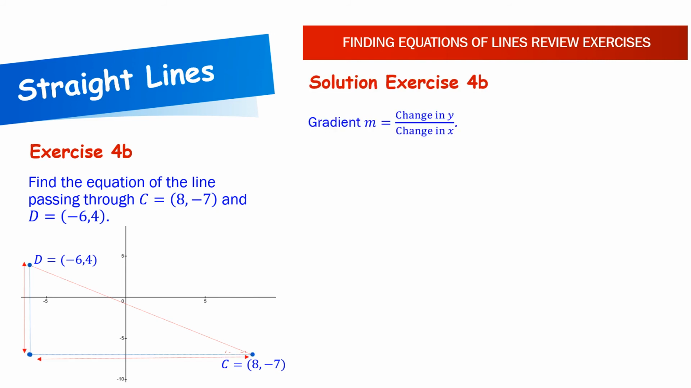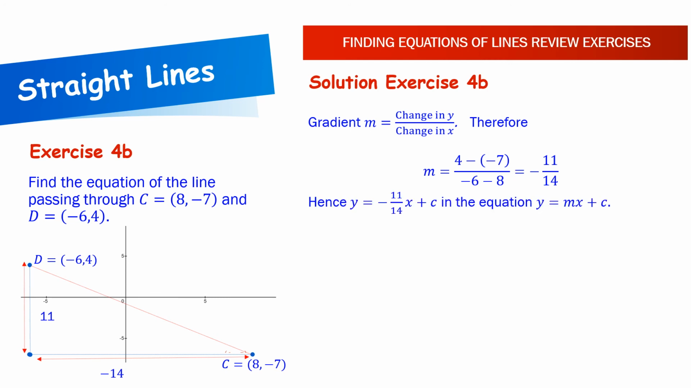The gradient m equals change in y over change in x. Change in y is 4 minus 7. And change in x is minus 6 minus 8. This equals 11 over minus 14. Hence the equation of the line so far is y equals minus 11 over 14 x plus c.